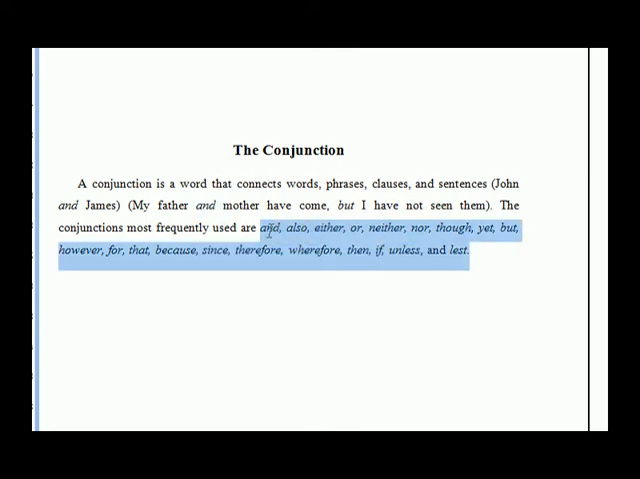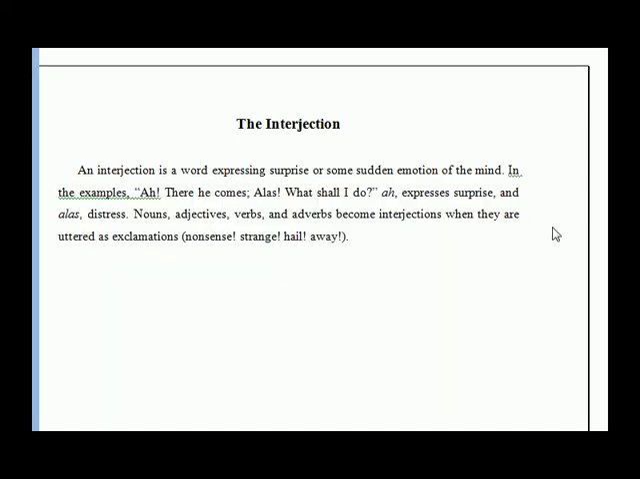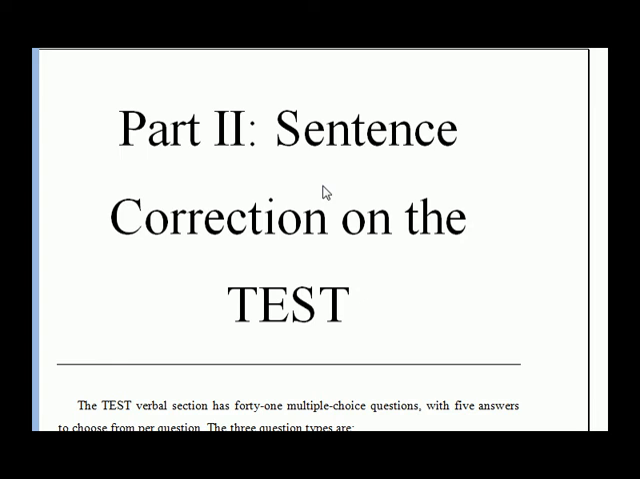Here are some other examples of conjunctions typically used. An interjection is essentially a word that expresses an emotion, a surprise, or a sudden movement. For example, ah, there he comes. Ah is the interjection. So we've now taken a very quick look at the key components of grammar that are useful for the test. Now we will look at specifics for what is tested on the GMAT test.